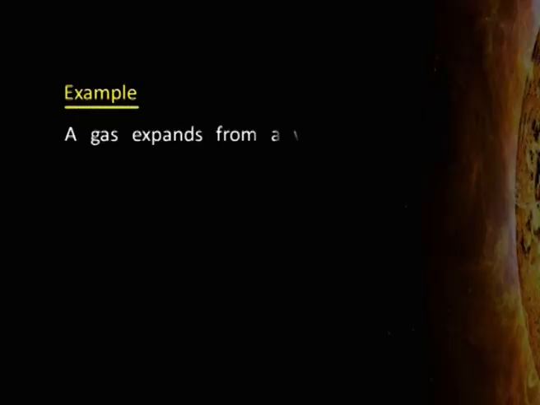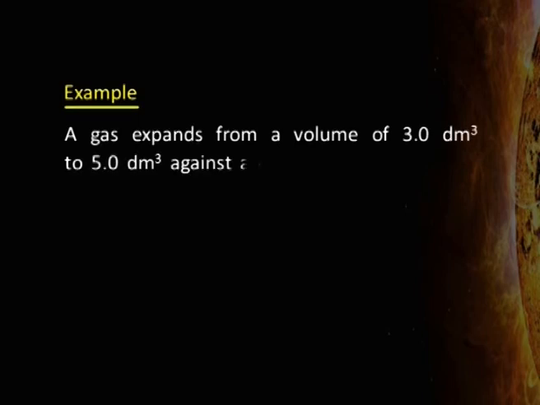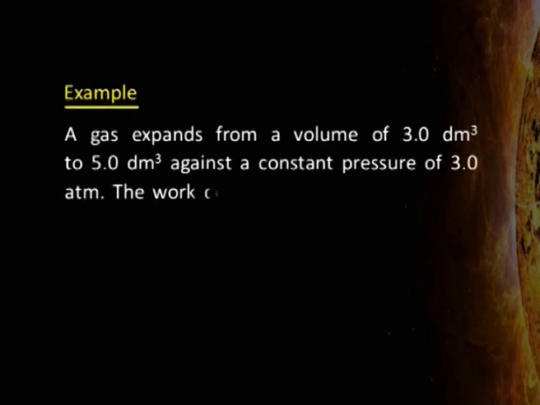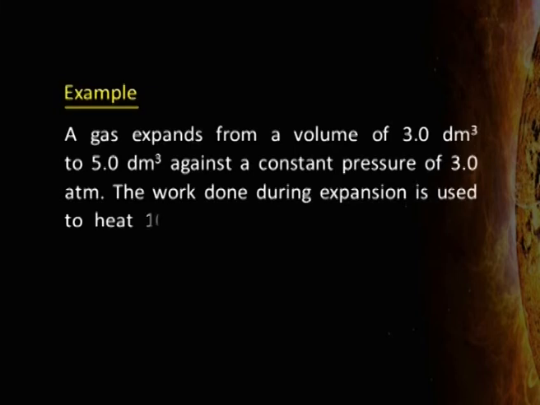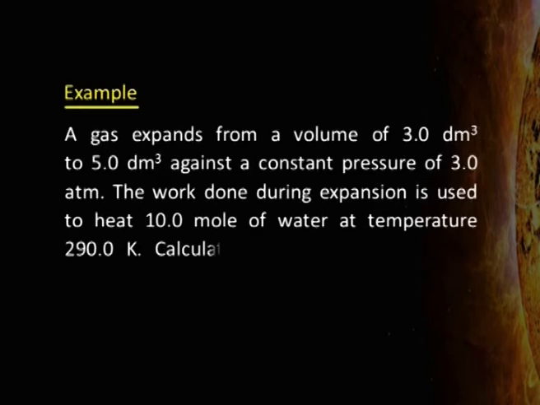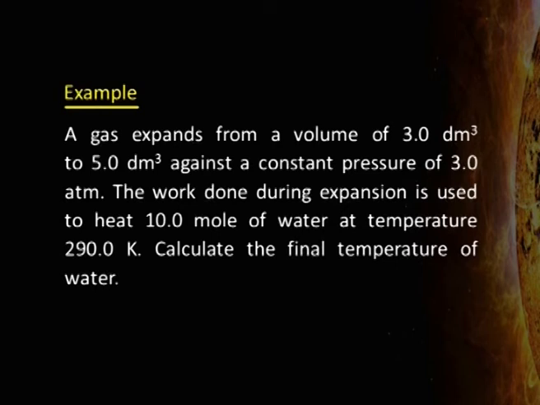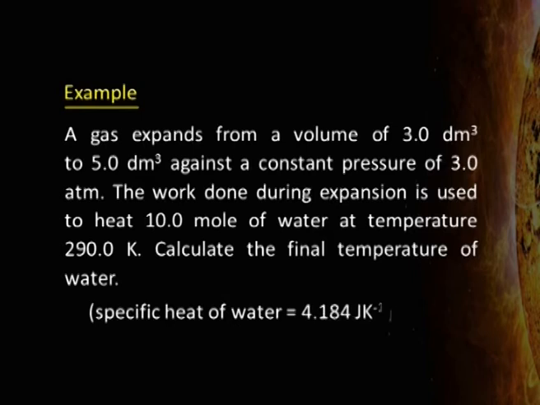A gas expands from a volume of 3 decimeter cube to 5 decimeter cube against a constant pressure of 3 atmospheres. The work done during expansion is used to heat 10 mole of water at temperature 290 Kelvin. Calculate the final temperature of the water. Specific heat of water is given to be equal to 4.184 joules per Kelvin per gram.